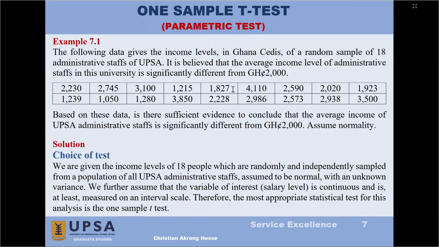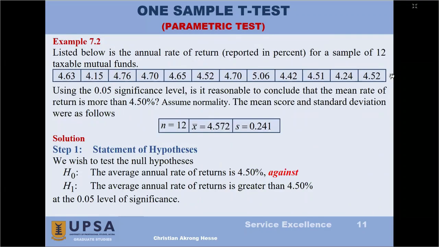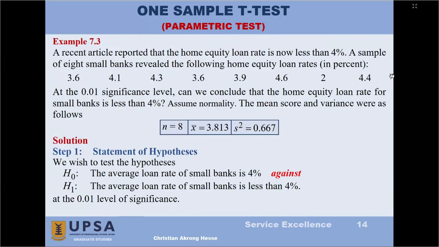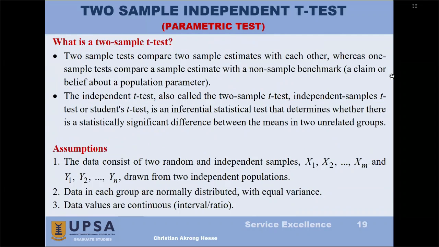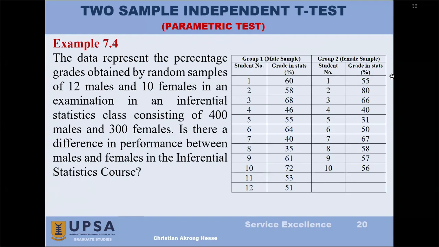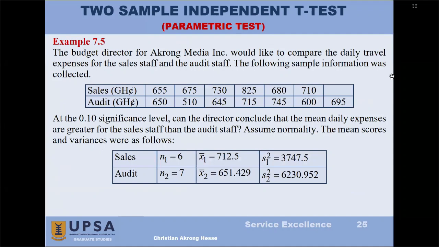So we looked at this yesterday and went through example 7.1. Example 7.2, 7.3. Then the two sample t-test, we looked at example 7.4. Then we came to 7.5.